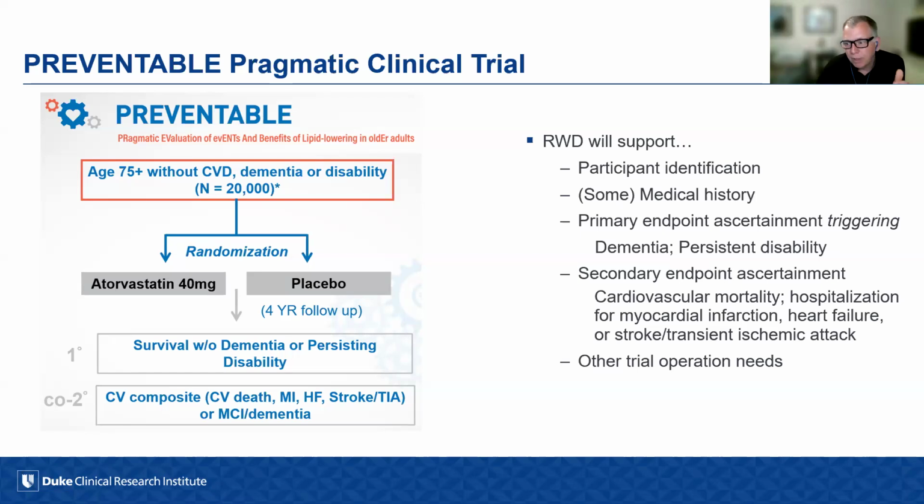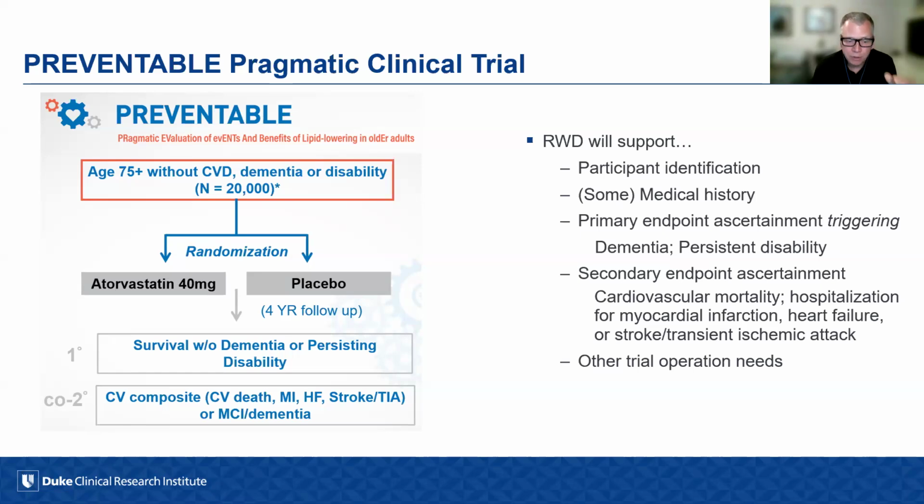Where real world data really were relied on was for secondary endpoint ascertainment: cardiovascular mortality, hospitalization for MI, heart failure, or stroke, stroke TIA. That was only going to be real world data, and it was only going to be available data. There was going to be no chasing down out-of-network things. This was an endpoint, of course, that's not powered anyway.